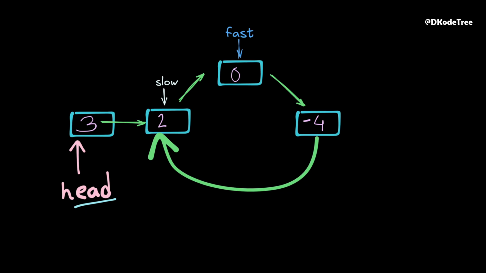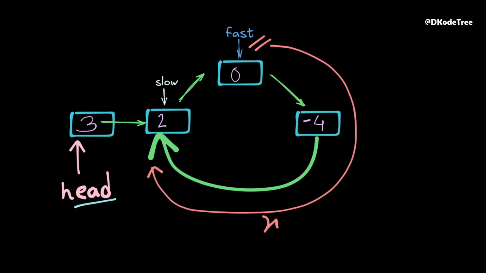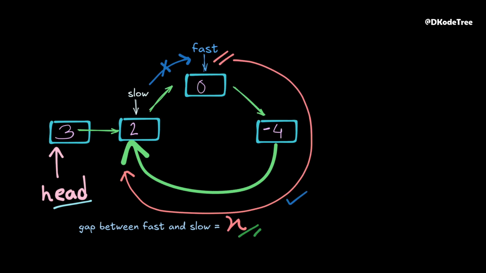Now, at a point when both slow and fast are within the cycle, say fast is at x distance from the slow pointer. Means we are concerned about the gap between fast and slow. Since eventually fast can catch up to slow, we are concerned about the faster pointer catching up to the slower pointer and not the slower pointer catching up to the fast pointer. So we are not concerned about this distance, we are actually concerned about this distance and we are calling it x. So currently we can see that the value of x in this circle is actually 2 because fast is at a distance of 2 from the slow pointer.